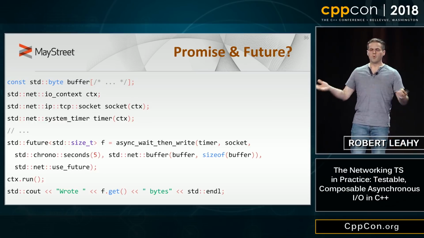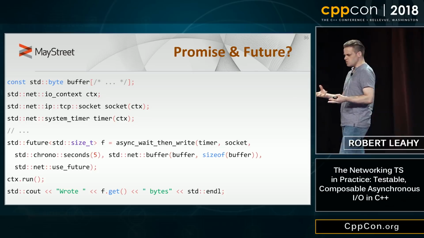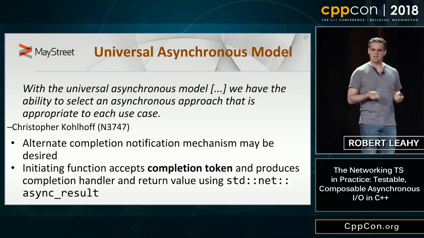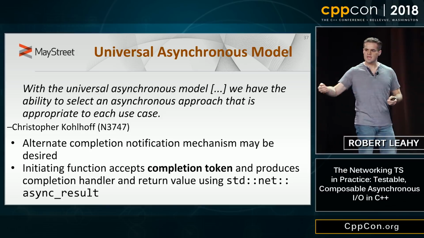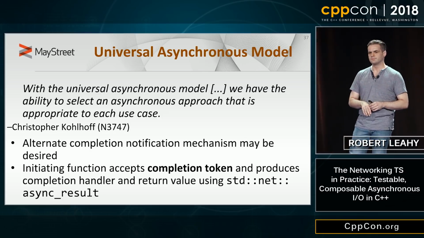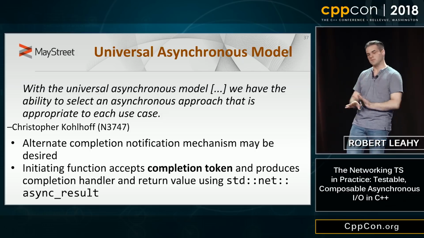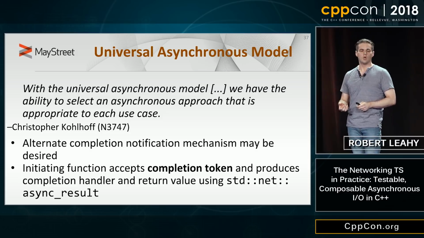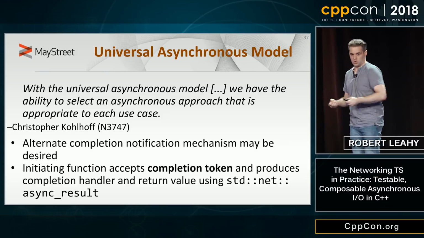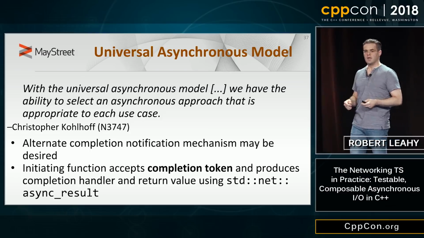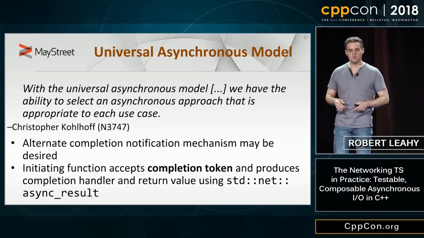The question, more broadly, is can I customize the completion mechanism used by asynchronous operations in the networking TS? The answer is a resounding yes. We can use the universal asynchronous model, which says that initiating functions don't take completion handlers anymore. They take completion tokens, which are some kind of token to some mechanism of completing the operation. Then we defer to a customization point called async_result to obtain an actual completion handler and a return type. And then we proceed with that completion handler, and the rest is taken care of by whoever wrote the customization point.